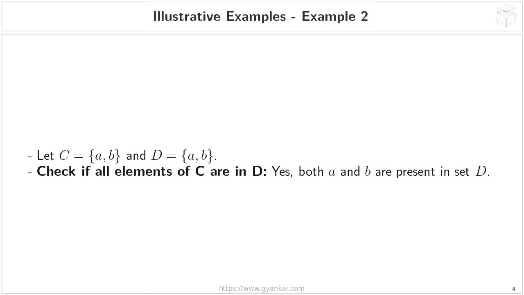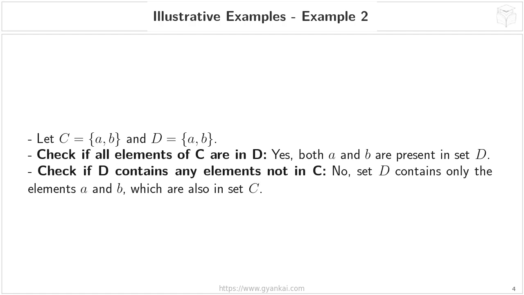Now remember what we discussed earlier about checking for subsets. First, we need to verify if all the elements of set C are also present in set D. Looking at our sets, we can clearly see that both A and B, which are in C, are also in D, so that condition is met. Next, and this is the crucial part for proper subsets, we need to check if set D contains any elements that are not in set C.